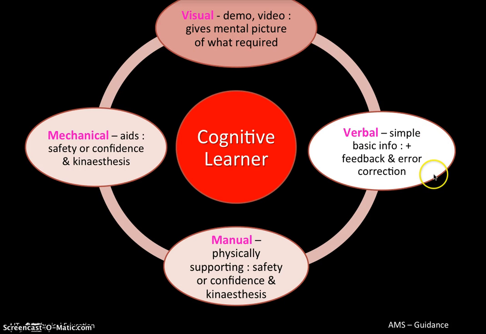You don't want to give too much, and you'd be offering them a lot of feedback because they can't correct themselves. So you need to verbally guide them in terms of which subroutines are correct, which subroutines need fine-tuning, help them correct their own errors. Manual guidance, again, really important to give that beginner confidence and security and get the feel for the performance. And again, mechanical aids can always be of benefit to a beginner.